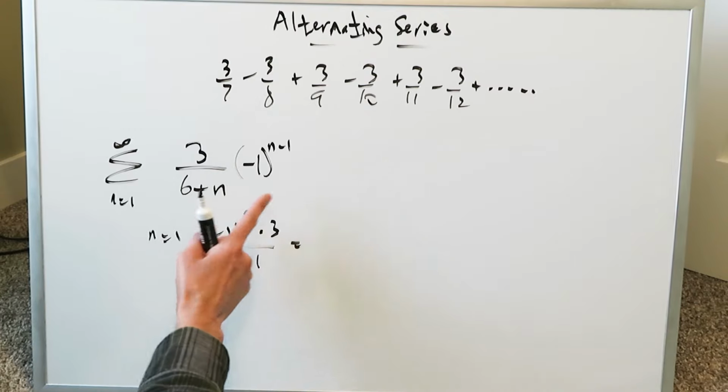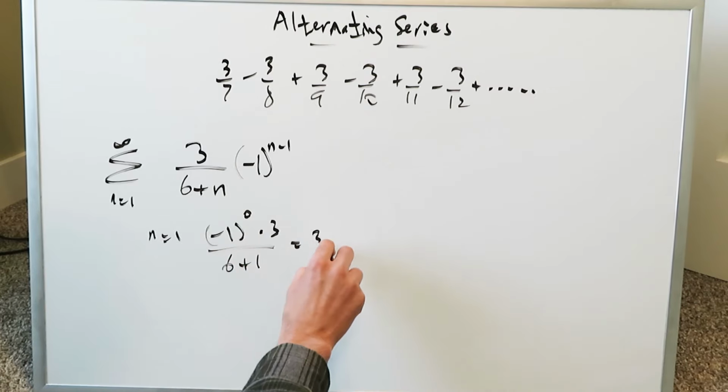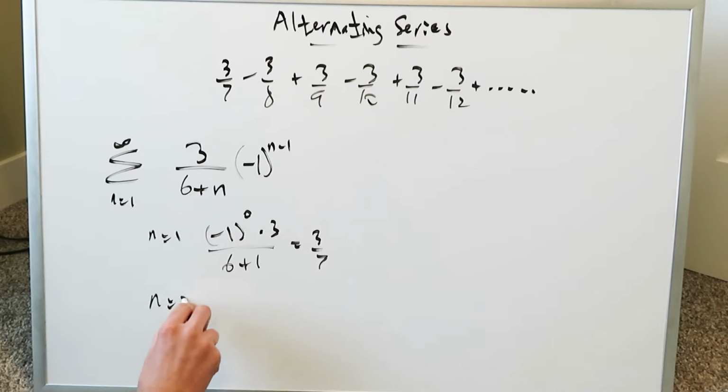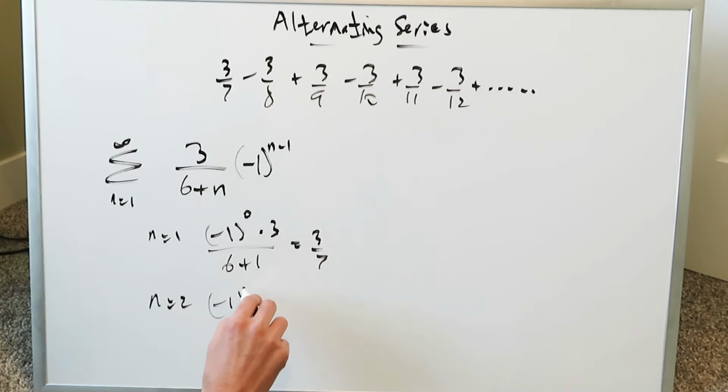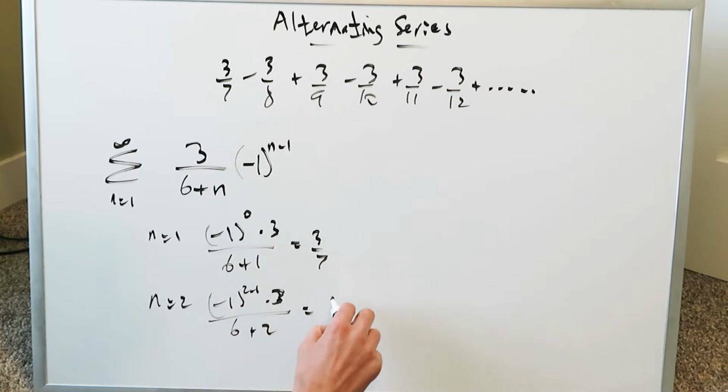What do we end up seeing? Minus 1 to the power of 0 is a positive 1. We'll have 3 over 7. If n were equal to 2, we'd have here minus 1 to the power of 2 minus 1 times 3 over 6 plus 2. When you solve this out, what do you get? You have a minus 1 to the power of 1, which retains a negative. You have minus 3 over 8. And that's how you're going to develop this. So our rule over here looks good to me.